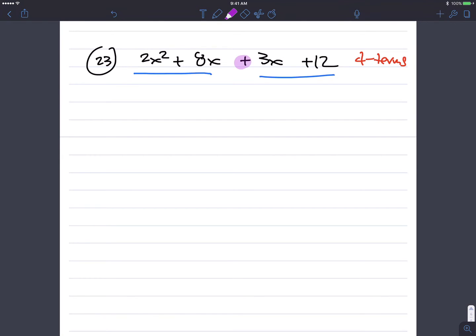23. Okay, let's try some harder ones, I guess. 2x squared plus 8x. Let's see if this is harder. Plus 3x plus 12. Okay. Still 4 terms. So we factor by grouping. That's our instructions. Group the first 2 terms. Group the last 2 terms. What's happening here between my 2 groups? I got addition, so I don't have to be that careful.